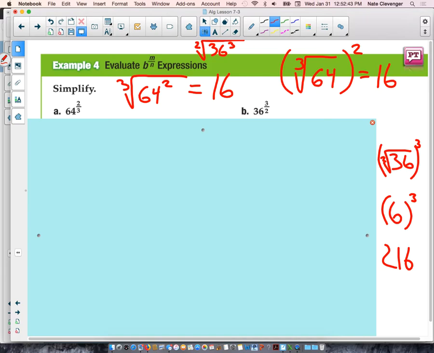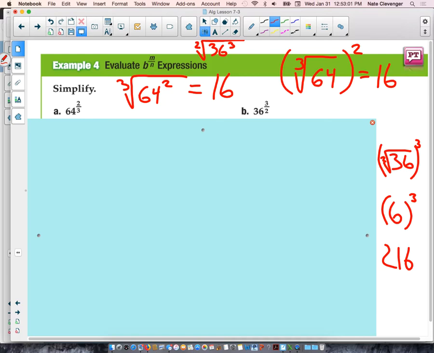The giant number is 46,656. I would encourage you to do it the way that we did it first. I'm just showing that you can do it either way. So you take the big number, 46,656, and then take the square root of that, and it's 216.